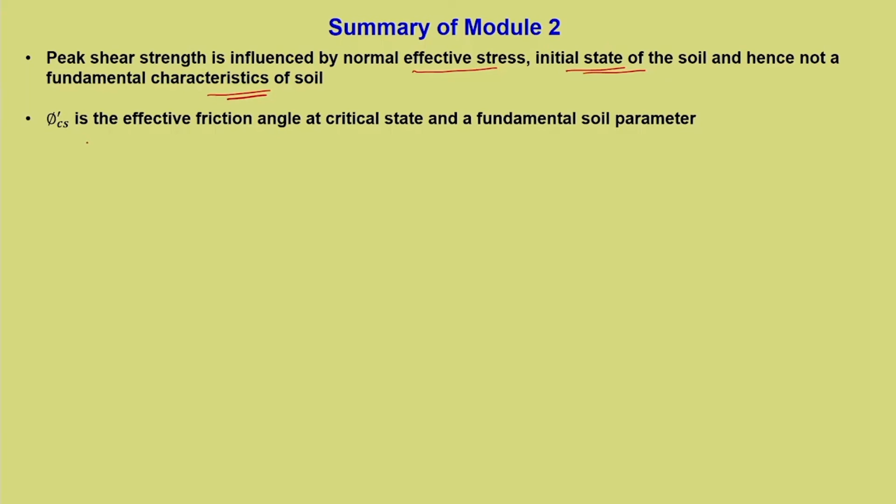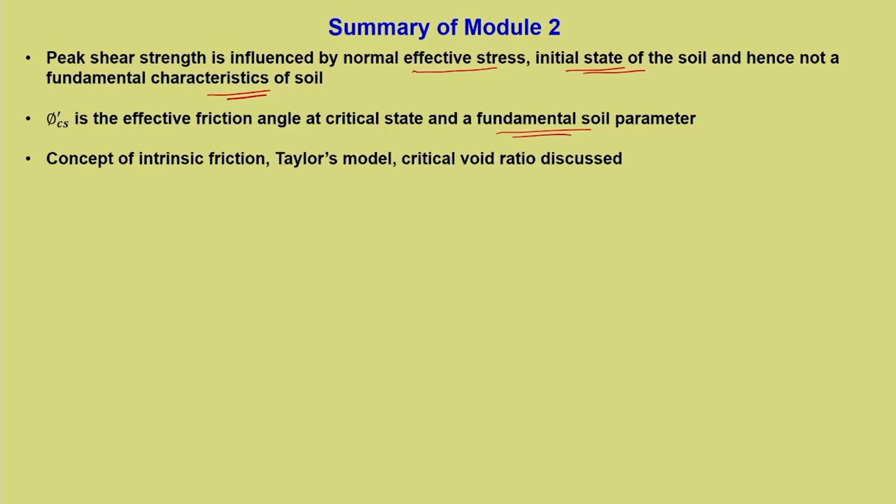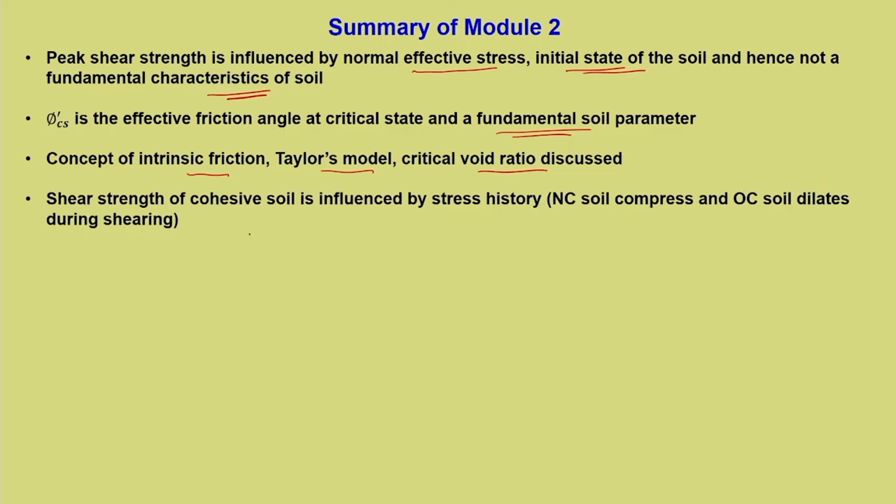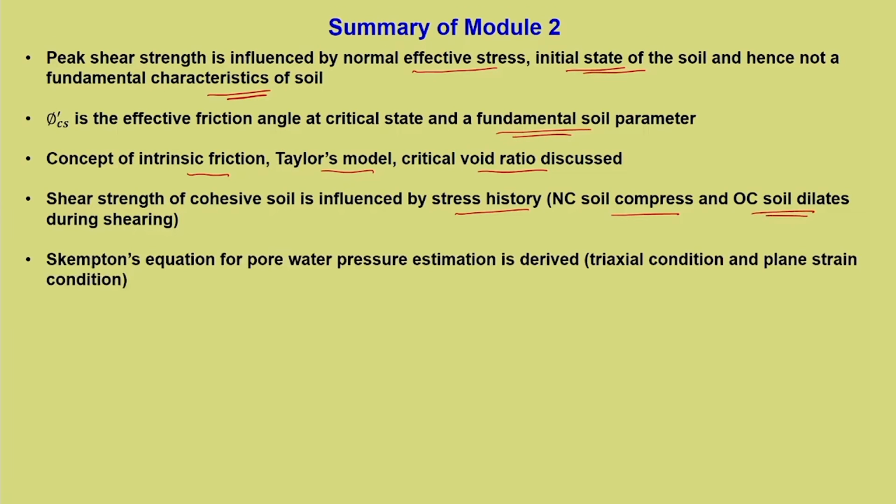Phi dash CS is the phi corresponding to critical state, the effective friction angle. You will see shortly that it can be considered as a fundamental soil parameter. Concept of intrinsic friction, Taylor's model and critical void ratio was discussed. Shear strength of cohesive soil is influenced by stress history. Essentially, normally consolidated soil compresses and over consolidated soil dilates during shearing.